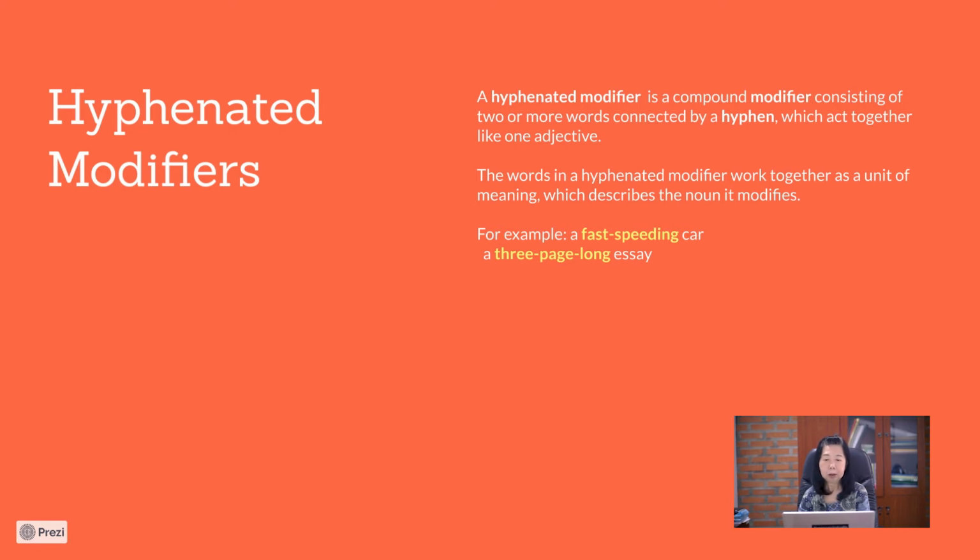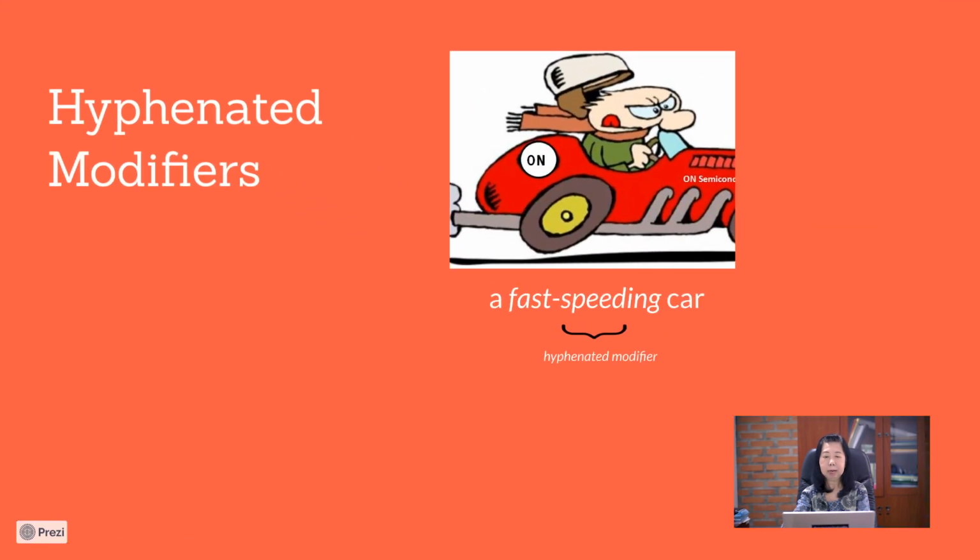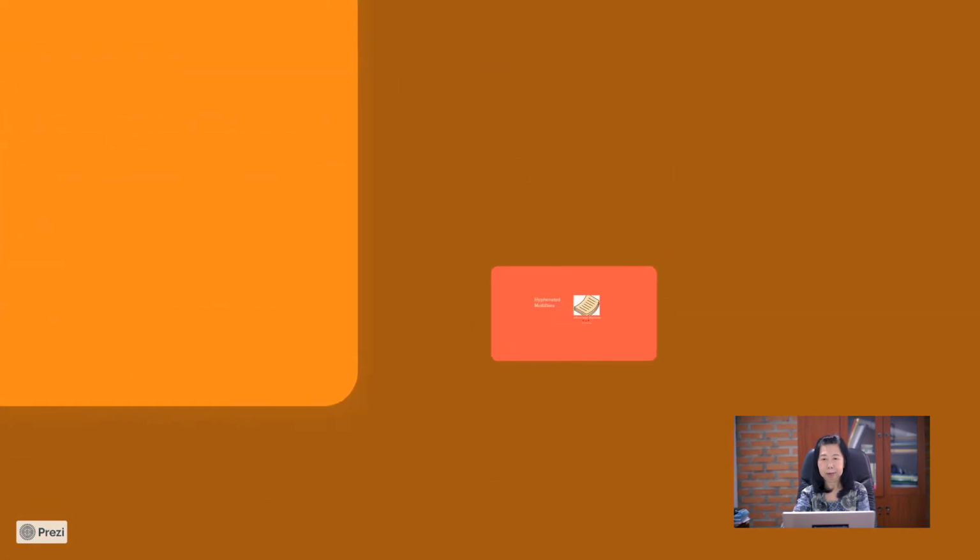A 3-page-long essay, 3-page-long, 3 kata dengan hyphens di antara kata-kata itu menjadi 1 unit menerangkan essay. Jadi di sini this essay is 3 pages long. Essay ini 3 halaman panjangnya. Ini gambarnya, a fast-moving car and a 3-page-long essay.